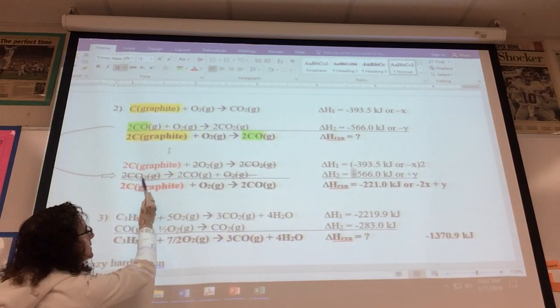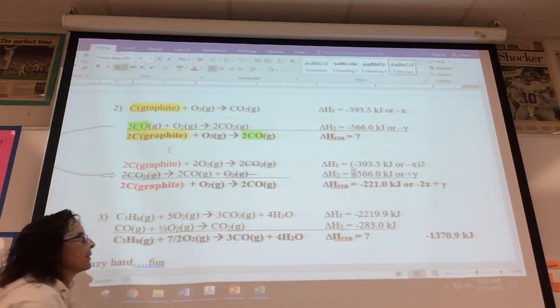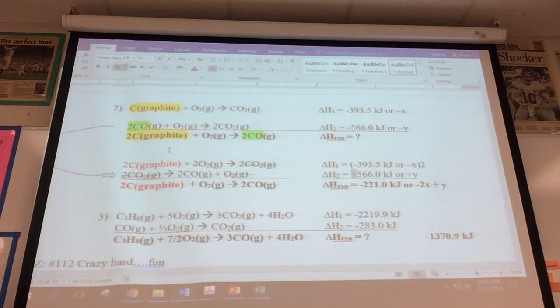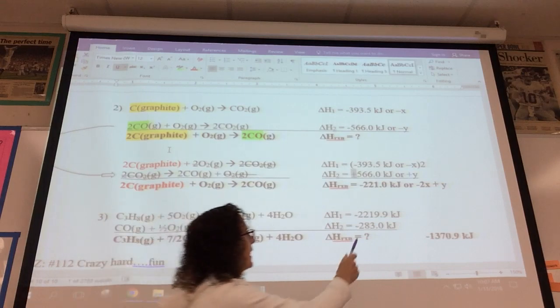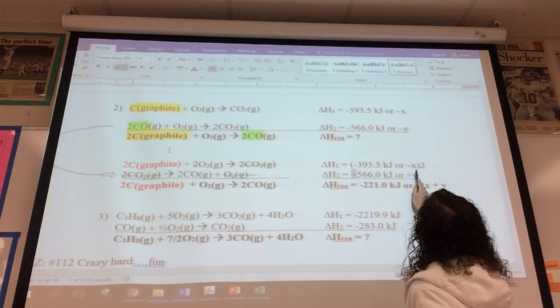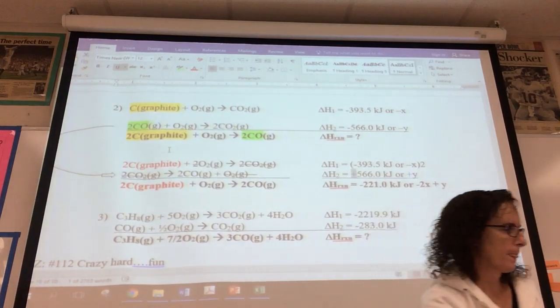I've got 2 moles of CO2 here and here. That's going to cancel. A product on one, a reactant on the other with the same coefficient cancels. If you have substances on the same side of the equation, you just add them together. I add the delta H's together, or you can do negative 2x plus y.